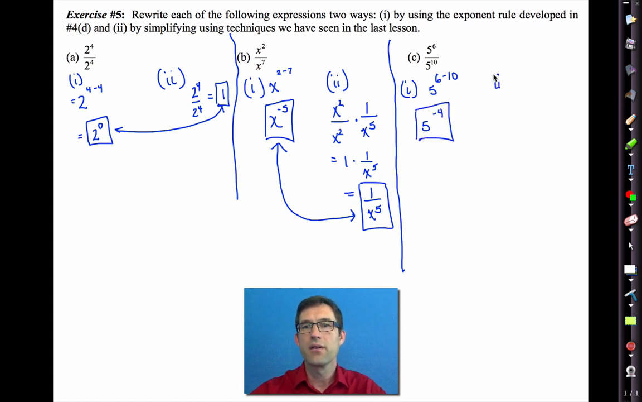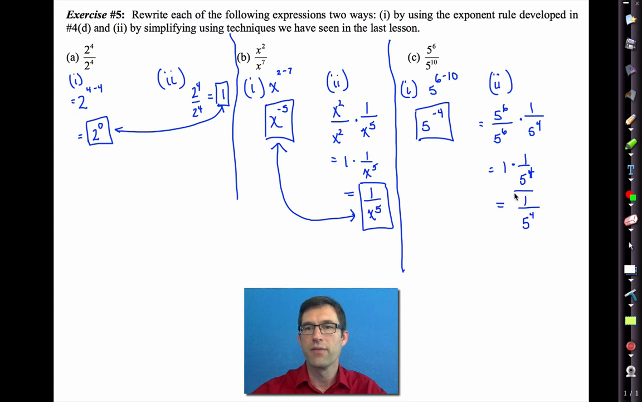On the other hand, if we simplified it, we would say, well, we've got 5 to the 6th divided by 5 to the 6th times 1 divided by 5 to the 4th. That'll be 1 times 1 over 5 to the 4th. That doesn't really look like a 4. My apologies. So that's 1 over 5 to the 4th. And look at that again, reinforcing the idea that a negative exponent actually means division.